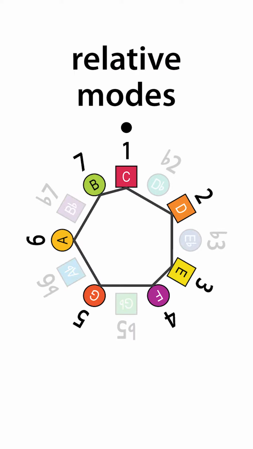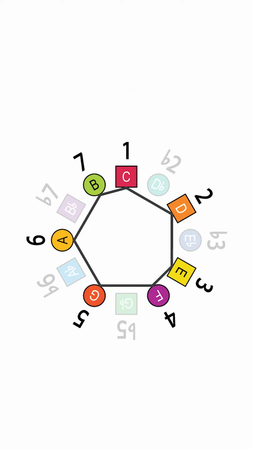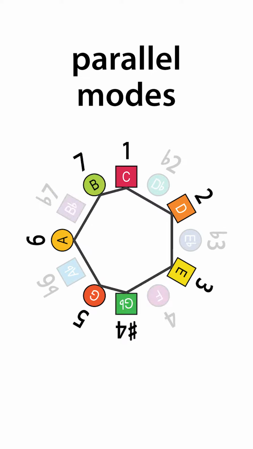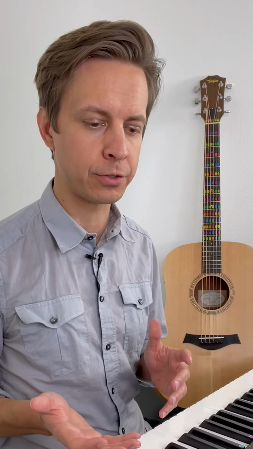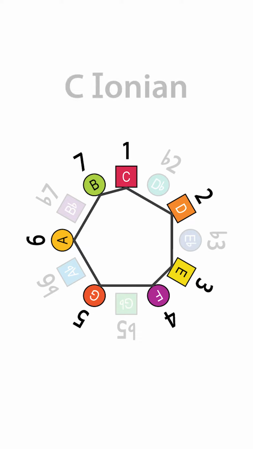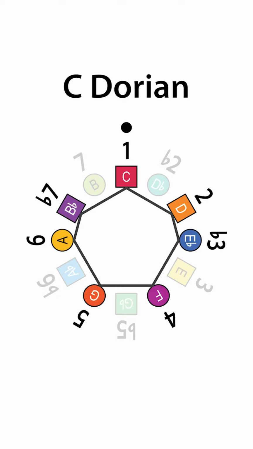Now remember how each relative mode is just a permutation of the same major scale? Well, the same is true of parallel modes as well, only reversed. All of the C parallel modes are also permutations of the major scale, but the major scale patterns from various other keys. C Ionian, of course, is just the C major scale. That's simple enough. But what about C Dorian?